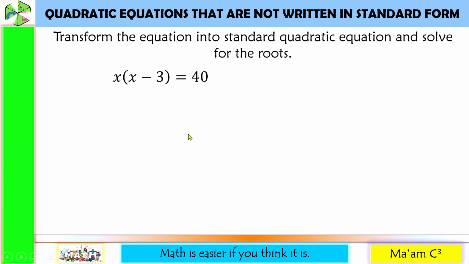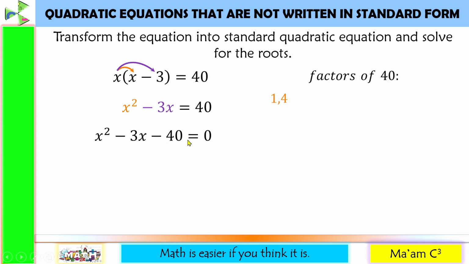The first step is to distribute this x here. x times x is x squared. x times negative 3 is negative 3x. Copy equals 40. Now let us move 40 on this side. It will become minus 40. Let us determine the factors of 40. These are 1 and 40, 2 and 20, 4 and 10, and 5 and 8.